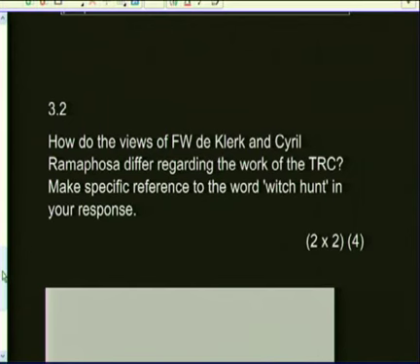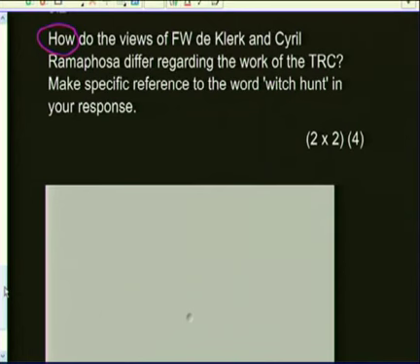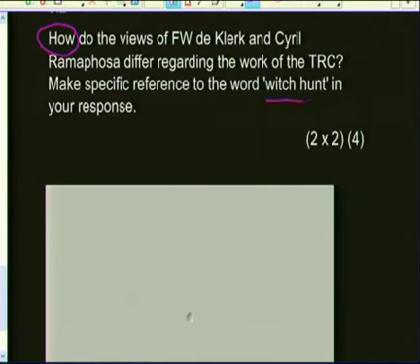Now, how do the views of F.W. de Klerk and Cyril Ramaphosa differ regarding the work of the TRC? Now, this is a very important question. It's not asking you why, but they're asking you how. That is where you need to use the source and look at the differences. So you are contrasting the sources. Make specific reference to the word witch hunt. See, this question is telling you exactly what to focus on. Don't look at other things, but you need to focus on the word witch hunt. So in other words, how do these two political figures view a witch hunt?